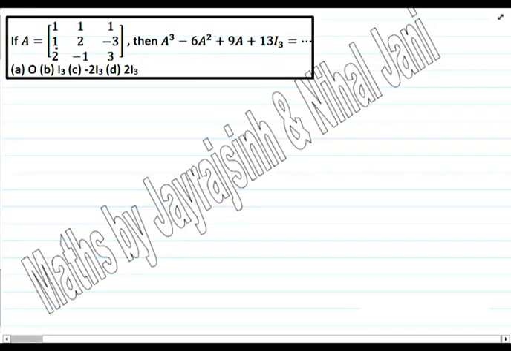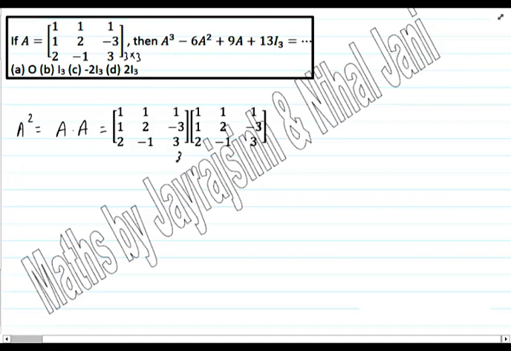Now we reach the very lengthy question. Here we have a matrix A of order 3 cross 3, and we have to find the value of A cube minus 6A square plus 5A plus 13I. Whew. Lots of pressure. A is given and we have to find A square. We know that A square is actually A into A. Both are of order 3 cross 3.